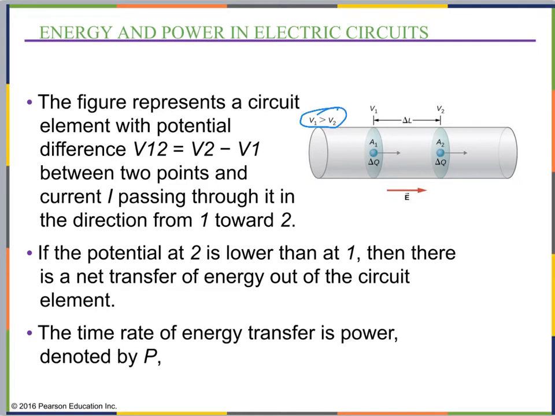So as our positive charge carriers move from point 1 to point 2, the change in potential that they experience is going to be less than zero. Notice they're moving in the direction of the electric field, so they're moving to a decreasing potential. So if we think about the change in potential energy that these charges go through, and again, we're thinking of them as positive charge carriers, the potential energy change that they experience is also going to be less than zero. So they're going to be losing potential energy.